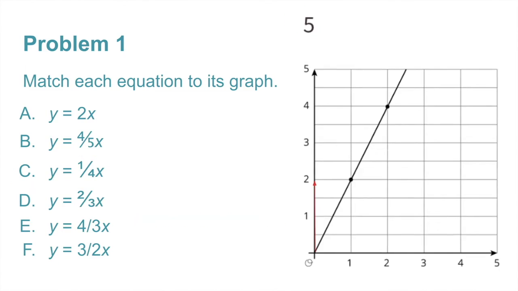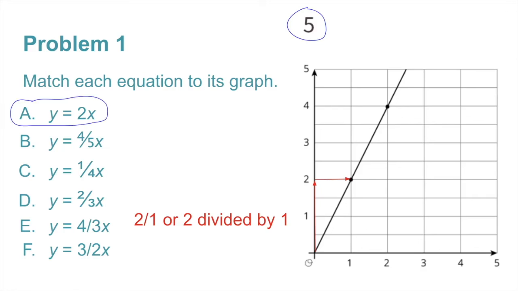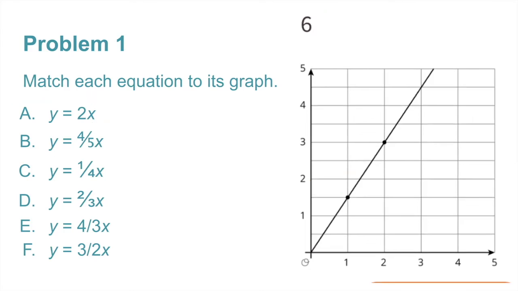Graph number 5. There's a rise of 2 units and a run of 1 unit. The rise is 2 and the run is 1. That's 2 over 1, or 2 divided by 1. And 2 divided by 1 is 2. So I would select A, y equals 2x. Graph number 6. There's a rise of 3 and a run of 2. With a rise of 3 and a run of 2, I would select F, y equals 3/2 x.